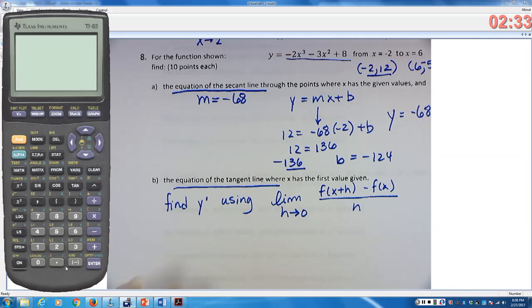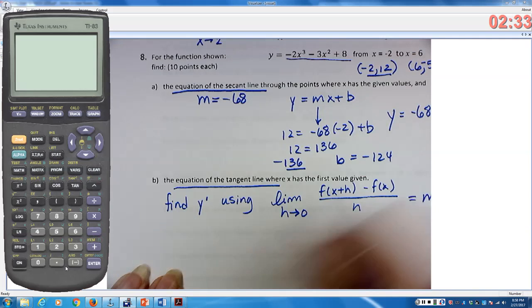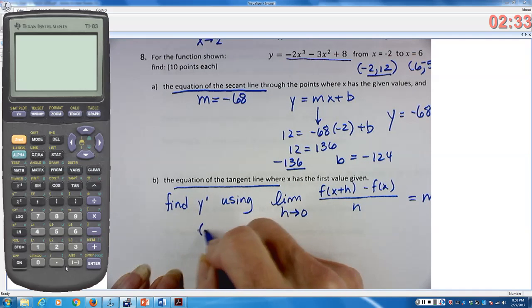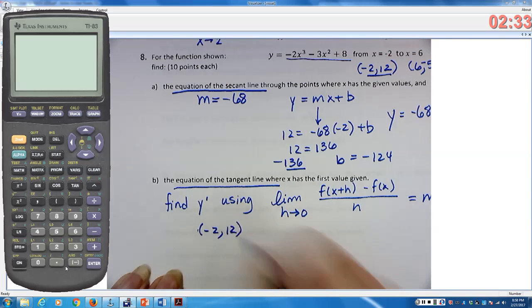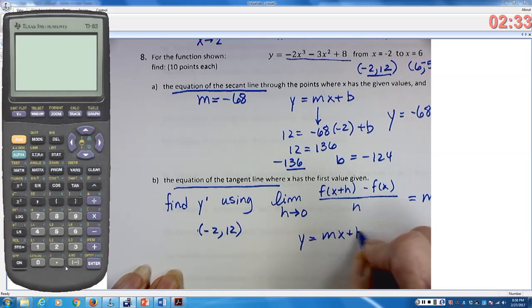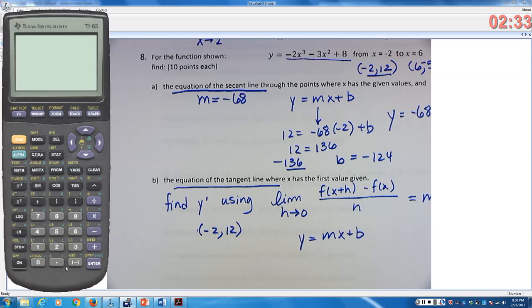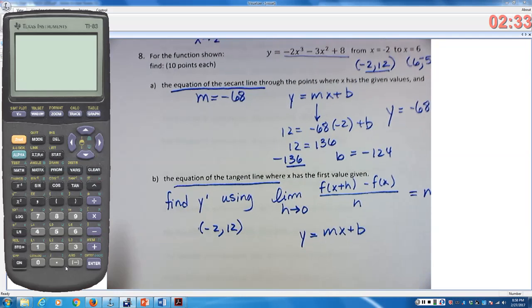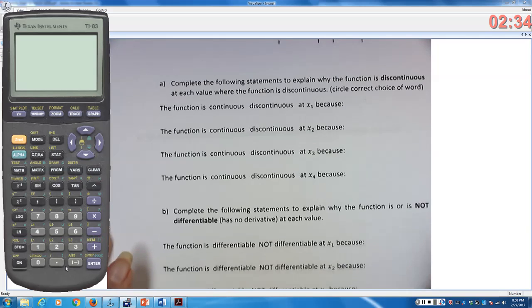And then once you find the derivative, that's equal to the slope, and you still got that first point, to use y equals mx plus b and find me the equation. Okay? We'll come back to this one.